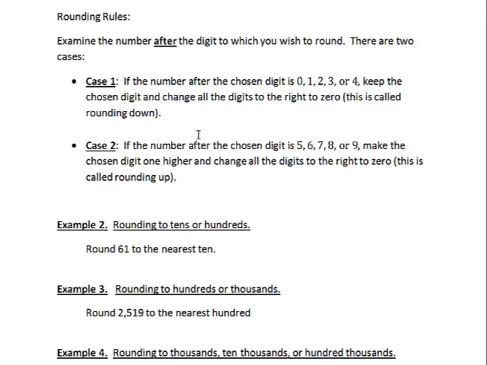Alright. Case 2, if the number after the chosen digit, and this chosen digit is a particular place that we're going to be told to round to. For instance, if we were told to round to the 10th place, then we would find the digit in the 10th place and then look immediately to the right. And if that number was 5, 6, 7, 8, or 9, we would increase the 10th place digit by 1 and round all the other numbers off to 0. Or just change them to 0.